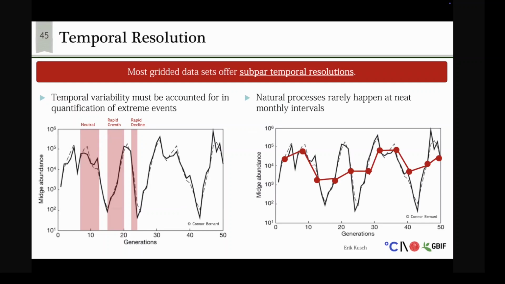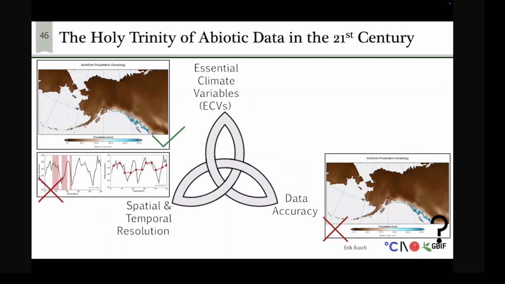In addition, natural processes rarely happen at neat monthly intervals. Some species, particularly short-lived ones, will start important demographic stages of their life cycle right before some month ends, and then 2 weeks into the next month they're done. Using the aggregate of the previous month and the month where they terminate their particular life cycle stage will not be very informative to you. You need higher temporal resolution information. So another loss for the Holy Trinity using gridded observation products.